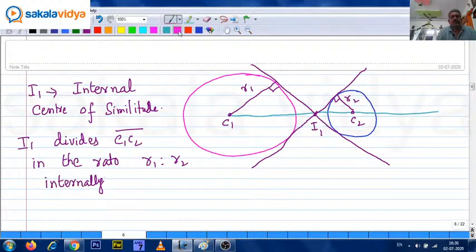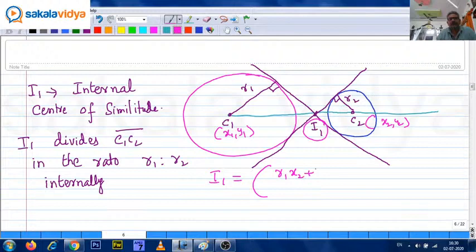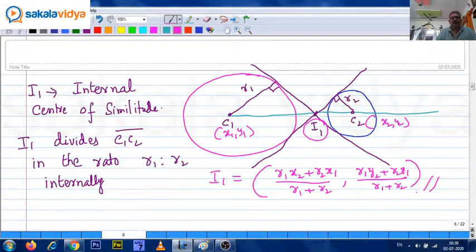See, for example, let us say C1 coordinates are x1 comma y1, C2 coordinates are x2 y2. So what are the coordinates of I1? That means I1 is given by (R1 x2 plus R2 x1) upon (R1 plus R2), comma (R1 y2 plus R2 y1) upon (R1 plus R2). This we can find.